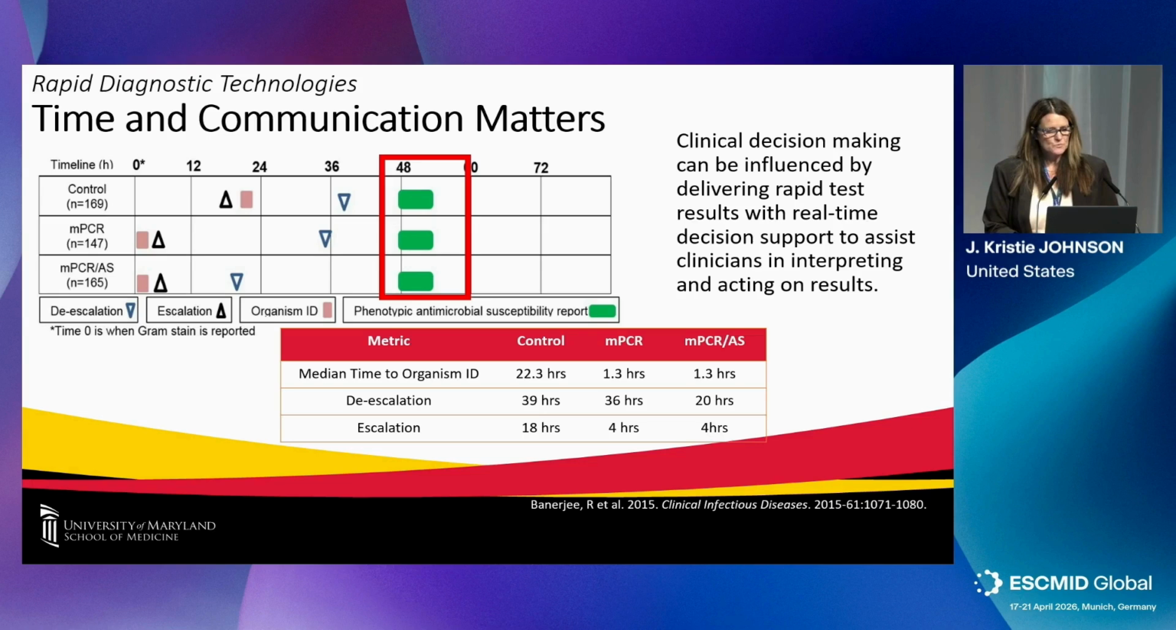You can see the de-escalation takes about 36 hours when using the control arm. When you use the PCR alone, it decreases just a little bit to 36 hours. But if you utilize the test and also have a type of communication or antimicrobial stewardship, you can decrease that even further to 20 hours. So this was one of the key papers in the literature showing that rapid diagnostic testing in blood cultures is important, but that it also needs this aspect of communication with it.